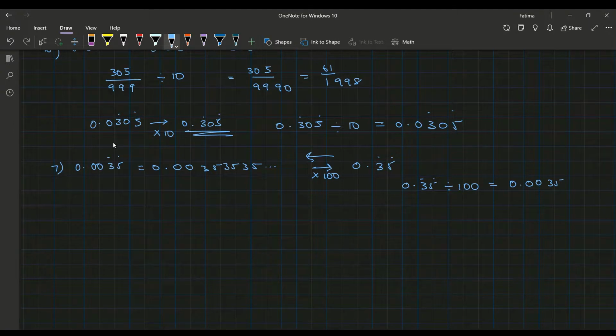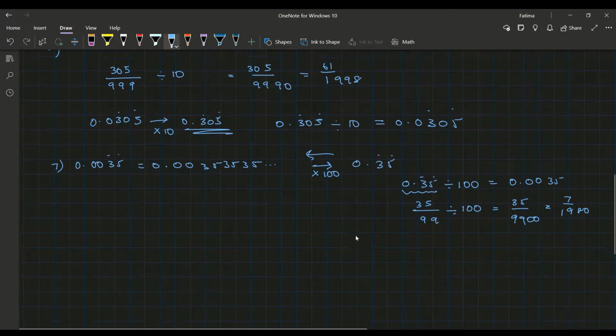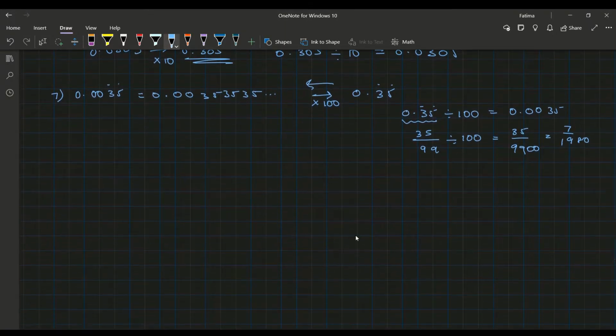So now that I've done this part, now I have to change this 0.35 to its fraction form. 3 and 5 are repeating, and because they're two digits, it would be 99 and divide by 100. So this would basically be 35 upon 9900, and that can further be simplified to 7 upon 1980. Now let's move on to the last question, which is a bit more complicated.